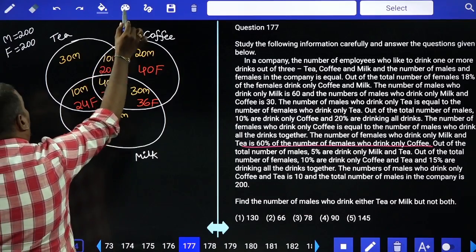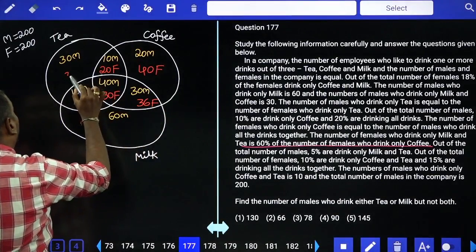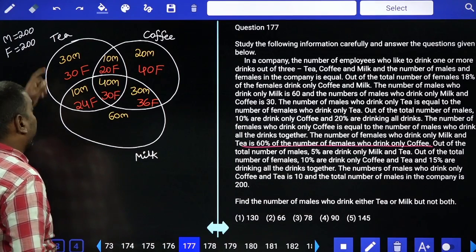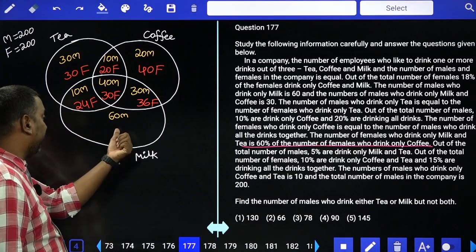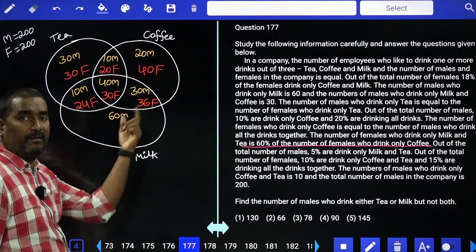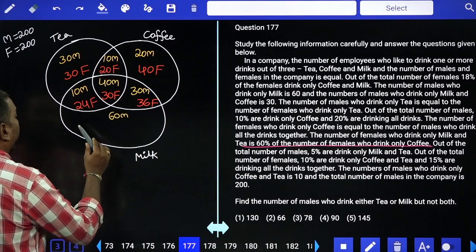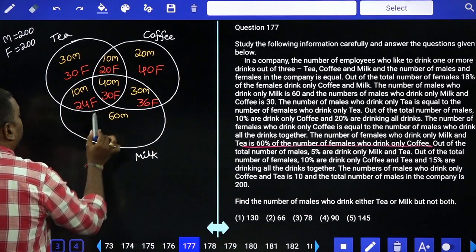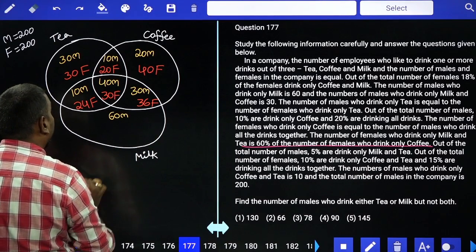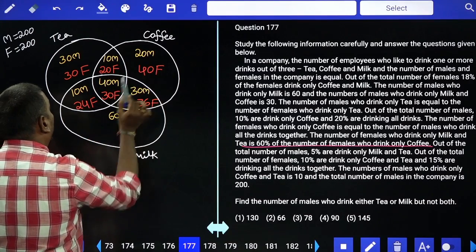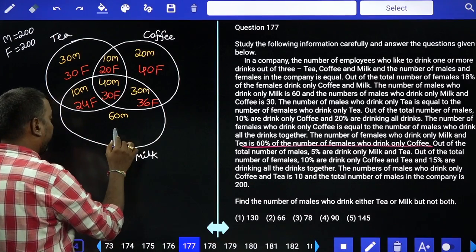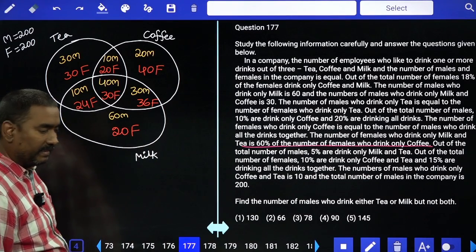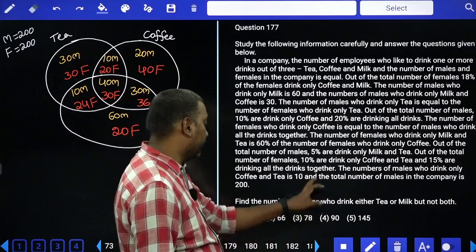And we know that males and females are equal in only tea, so females are also 30. And the total number of females is 200. Except this data, only milk females, the remaining we have. So add all the female data: 36, 24 and 60. 60 plus 30 is 90. 30, 20, 50, 40, 90. 90, 90, 180. So the remaining is 20 females, only milk. That's the data. Look at the question.